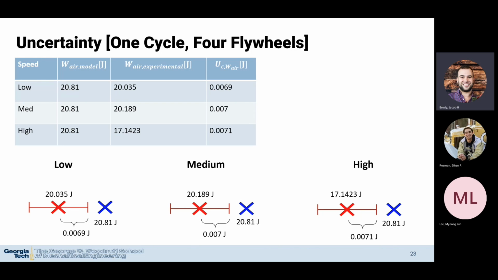At the bottom, you can see graphical depictions of the uncertainties and the experimental and model values of the work due to air. The X's in red are the experimental values with their uncertainty bounds. It is evident that the blue X's are the work due to air of the model, and in all 3 cases, this value does not fall within the uncertainty bounds. So the assumption we would make is that there is some confounding factor that we are not able to calculate or account for in our model.